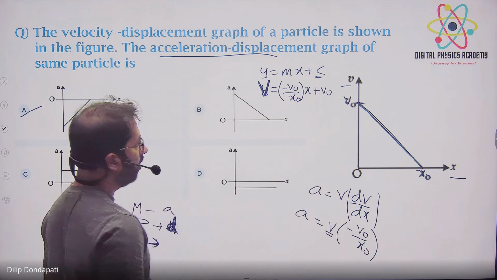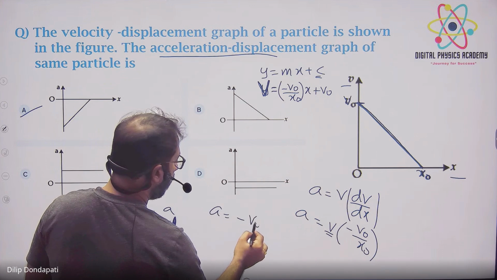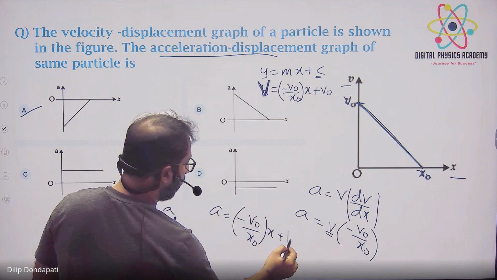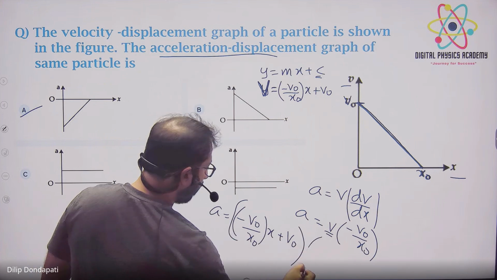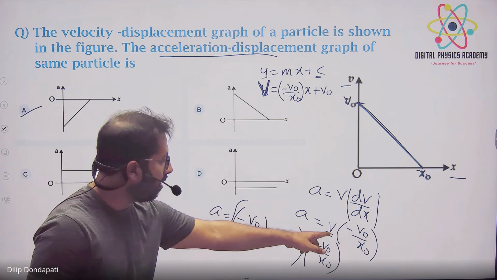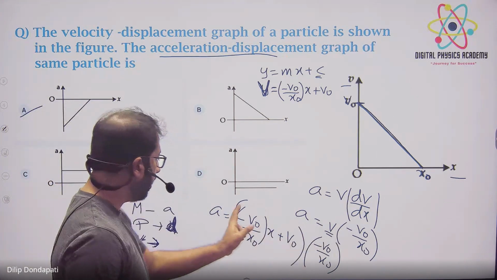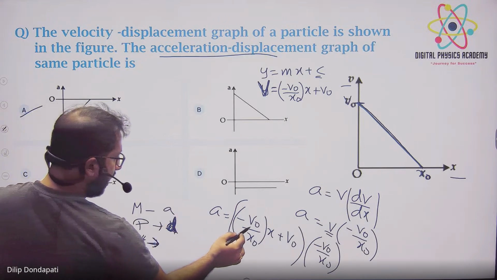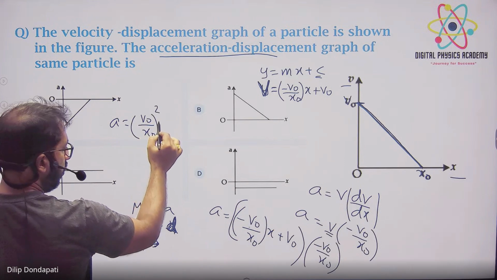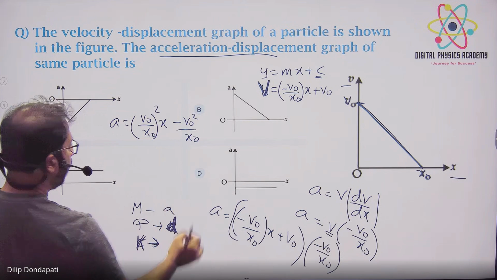So इधर substitute करो. A is equal to minus V naught by x naught into x plus V naught times minus V naught by x naught, right? So b के जगह में I wrote the equation and substituting here. Do you understand, Krishna? तो multiply here क्या आएगा? A is equal to minus V naught by x naught whole square into x minus V naught square by x naught. Right, this is the equation.